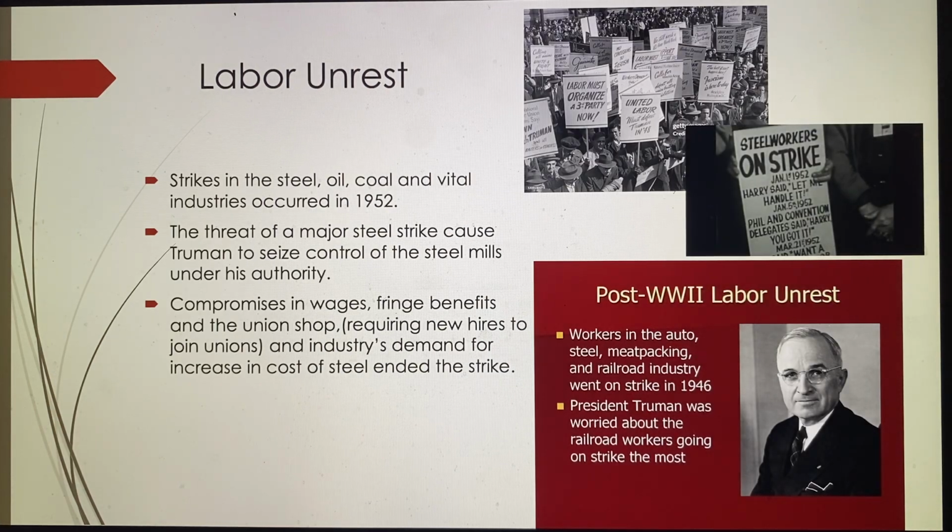Labor unrest, the labor unions and people. There were strikes that happened in the steel, oil, coal, and other vital industries, and they all occurred starting in 1952. It's like after the war, everything's going back to normal, and we're going to have labor problems again. And that's what happened. There was a threat of a major steel strike, and this caused Truman to seize control of the steel mills under his authority, thinking it might turn into violence.